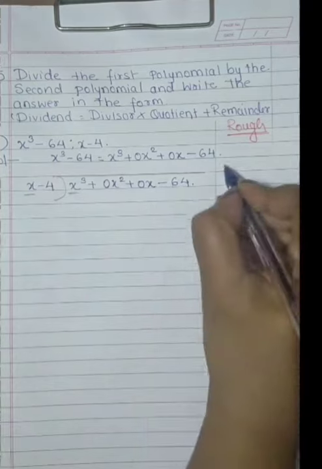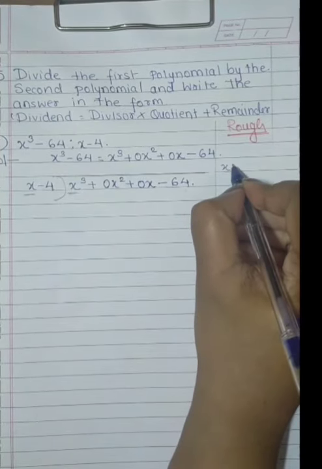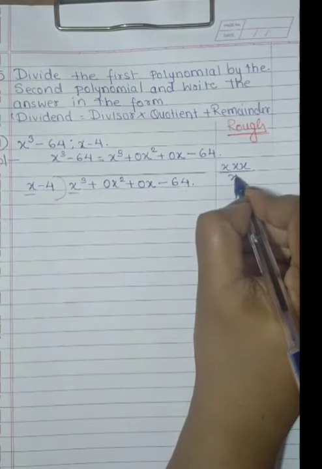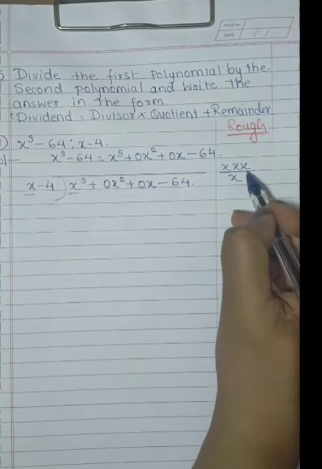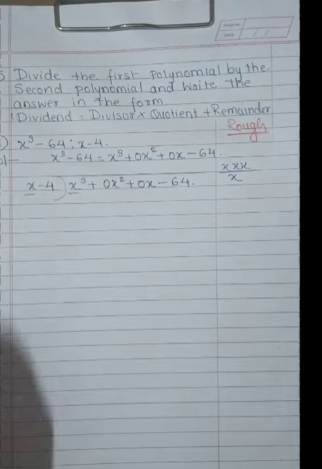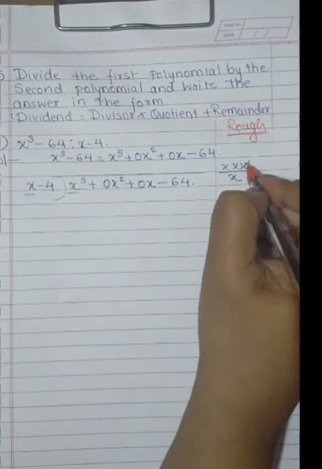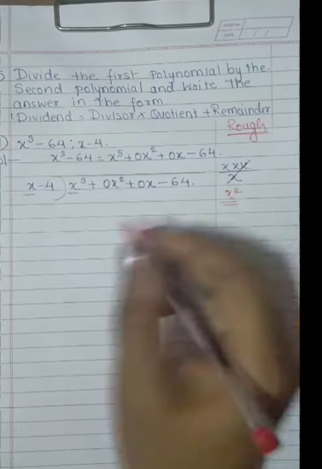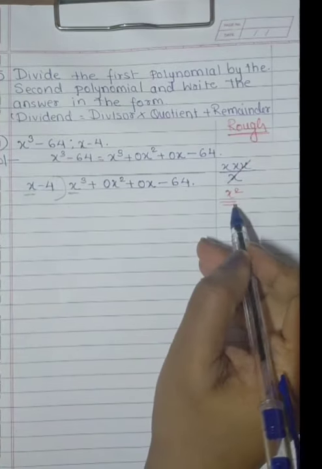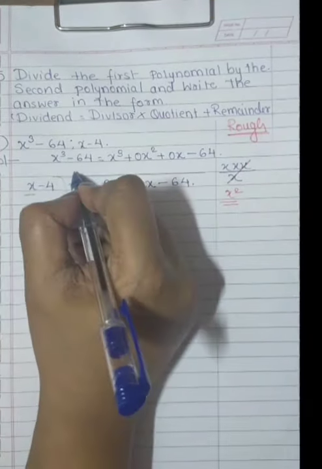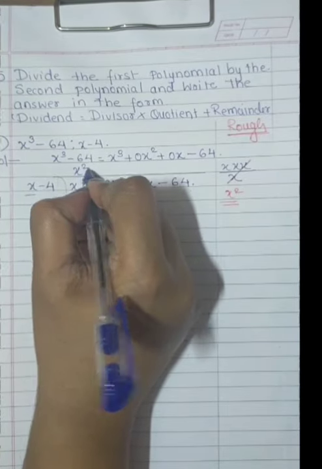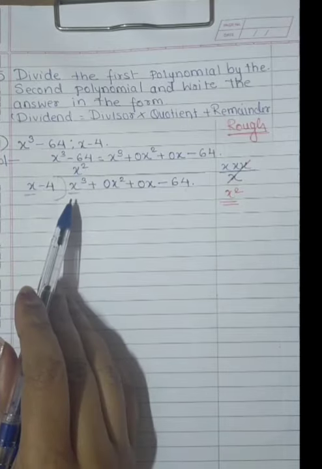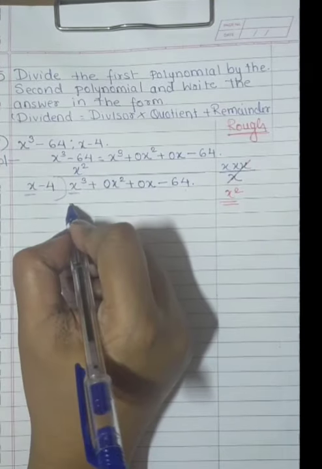See, x cube means x, x, x, 3 times, x upon x. Okay, so when we divide, this both get cancelled, only x square remains here. So this x square we will write here. Okay, so when we multiply x with x square, what will we get? We will get x cube.